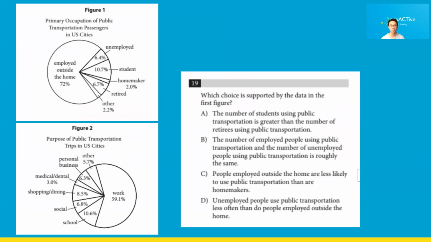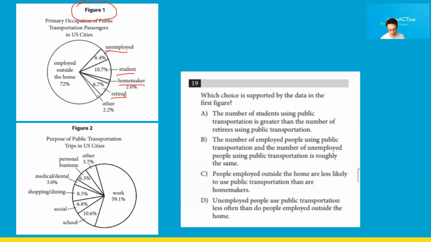This question is asking, which choice is supported by the data in the first figure? You see they try to overwhelm you with too much information by giving you two figures, but they only require information from the first figure. In this figure, it's talking about the primary occupation of public transportation passengers in US cities. Out of all the people that use public transportation in US cities, how many of them are employed outside the home, unemployed, students, homemakers, retired, and so on? Which of the statements in the question matches the data provided in figure 1?